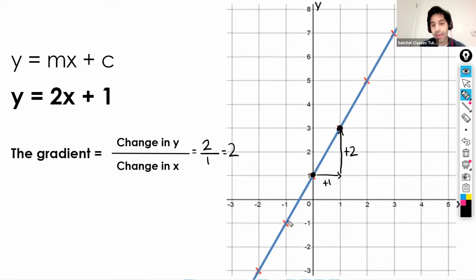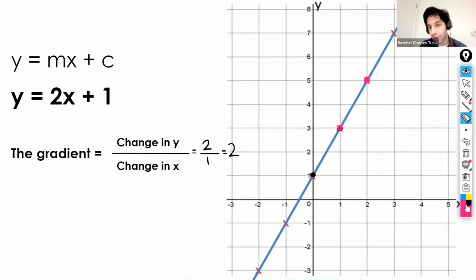And this would work for any set of coordinates. So if I was to pick this coordinate and this coordinate, again, the change in our x coordinate is going to be plus 1, and the change in the y coordinate is going to be plus 2. So once again, we're going across by 1, we're going up by 2 to get to this coordinate. So the change in y is 2, the change in x is 1, therefore the gradient is 2 divided by 1, which is 2.